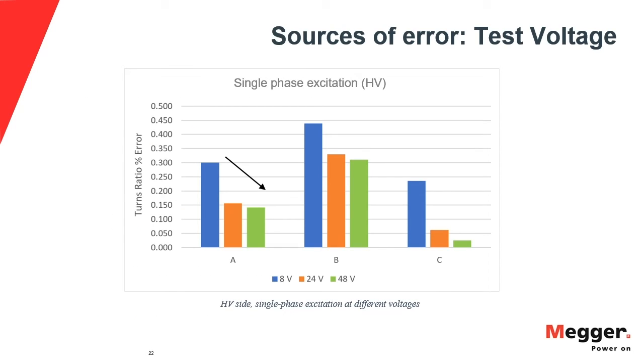So one more example, comparing 8 volts, 24 volts, and 48 volts excitation voltages. In this case, doing the traditional step down measurement, applying voltage on the high side of the transformer. Then you see in all three phases, the error tended to go towards zero, in this case negative, as we said earlier. Why? Because we are increasing the voltage.